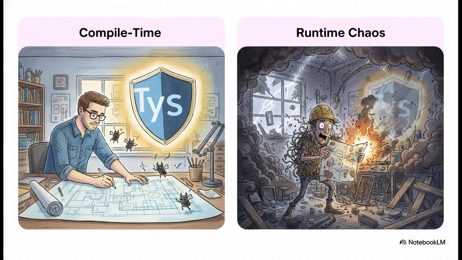At compile time, when you're in your editor, everything is great. You're living in this wonderful, predictable world. TypeScript is like your co-pilot, catching mistakes, giving you that sweet, sweet autocomplete. But then you ship it, and suddenly you're in the wild west of runtime chaos. It's just JavaScript, which has absolutely no clue what a user type is supposed to be.